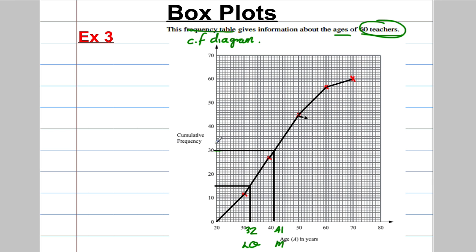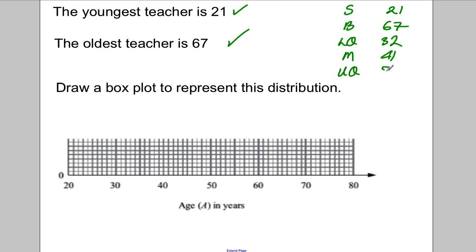Go back to your picture. The upper quartile is halfway between 30 and 60. So halfway between 30 and 60 is at 45. Draw a line across, read down, and you get yourself 50. So 50 is your upper quartile. Go back here and write 50. Now all we've got to do is draw the picture.